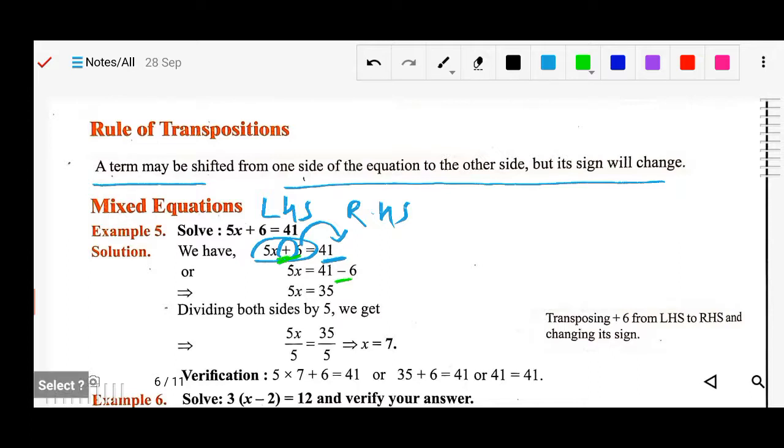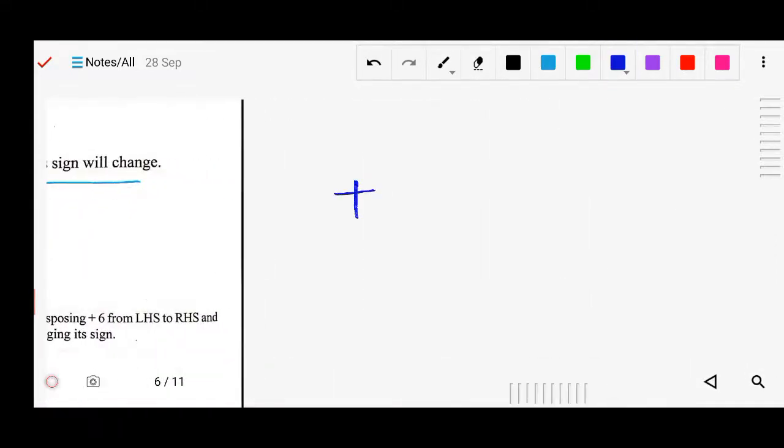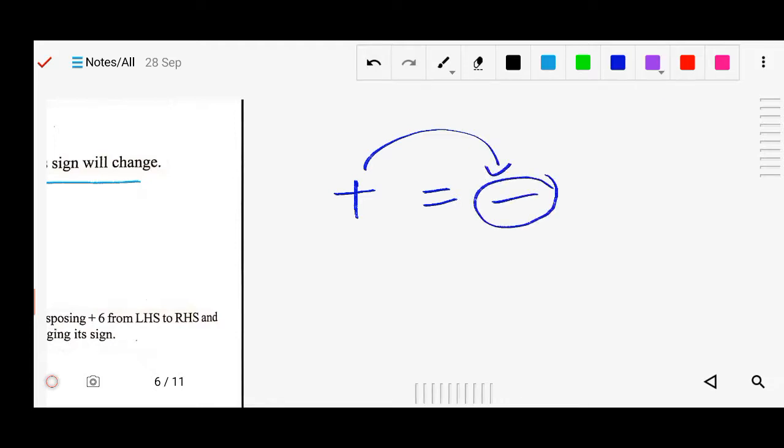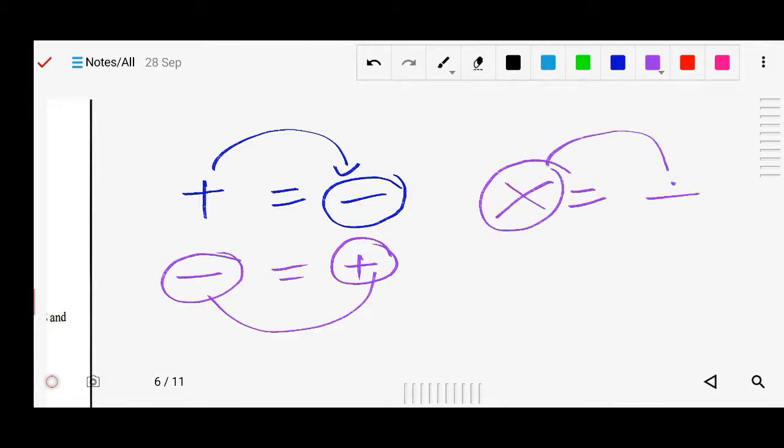I already taught about this. When a term is shifted, if it is a plus, it will come to the other side with a minus sign. Suppose it is minus, when it comes to this side it will be plus, and vice versa. If there is a multiplication sign, when it comes to this side it will be a divide sign. When it is divide and comes to this side, it will be a multiplication sign.